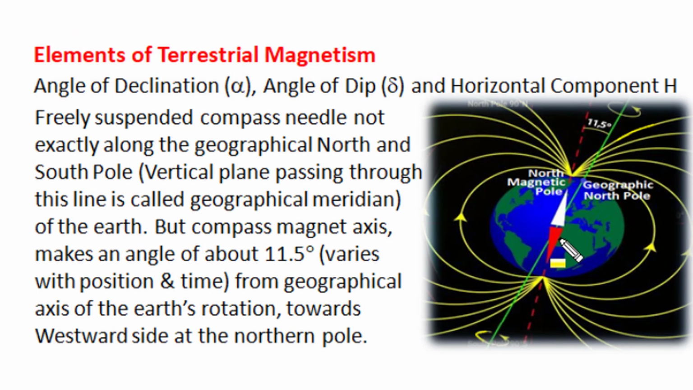Here in this diagram, this green line is the geographical axis of Earth's rotation, and this is the geographical north pole, whereas this axis of the freely suspended compass needle is the magnetic axis of Earth's magnetic field, and the extreme end of this axial position on Earth is the magnetic north pole. The position of the magnetic north pole, somewhere in Canada, is shifted westward from the geographical north pole, as is clear in this diagram.